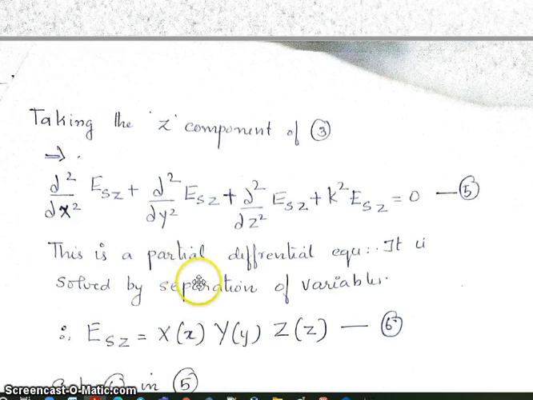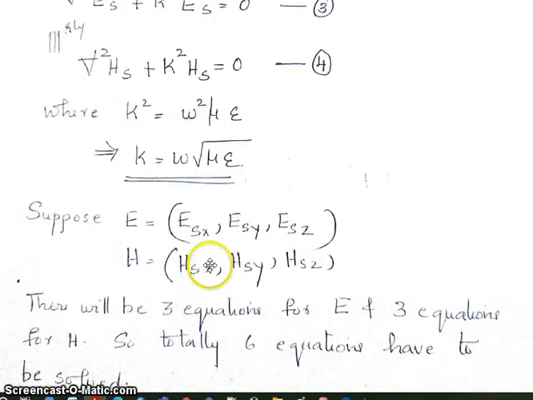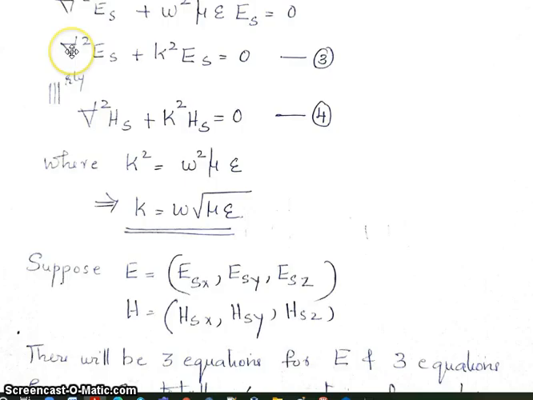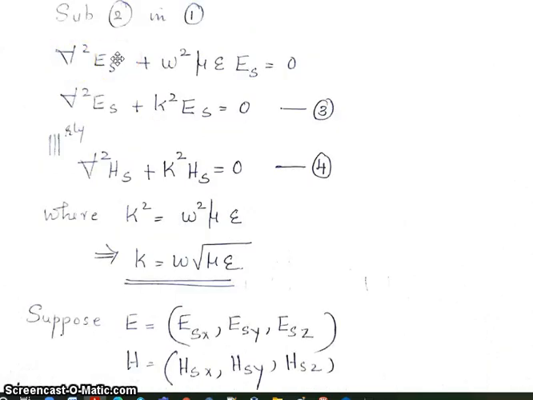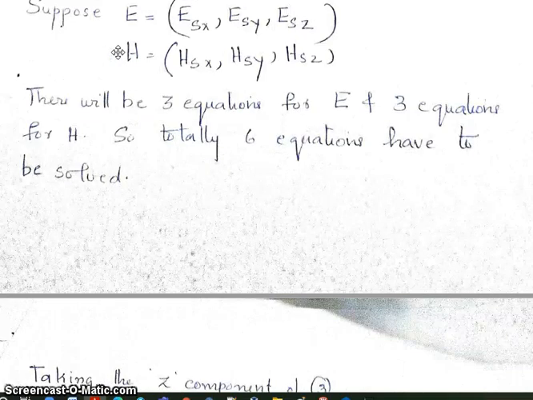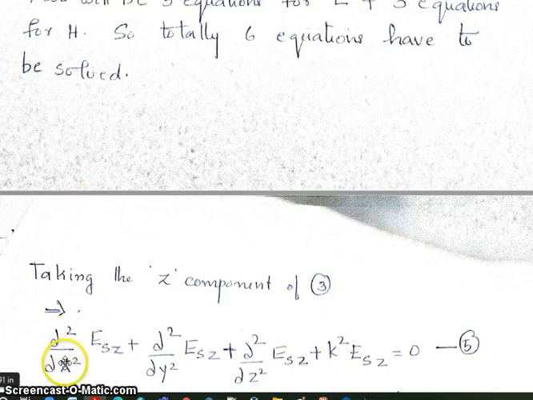So Z component of equation 3. You know what is del. Del is equal to dou by dou x plus dou by dou y plus dou by dou z, divergence. Okay. So del square means you can write it as dou square by dou x square plus dou square by dou y square plus dou square by dou z square.